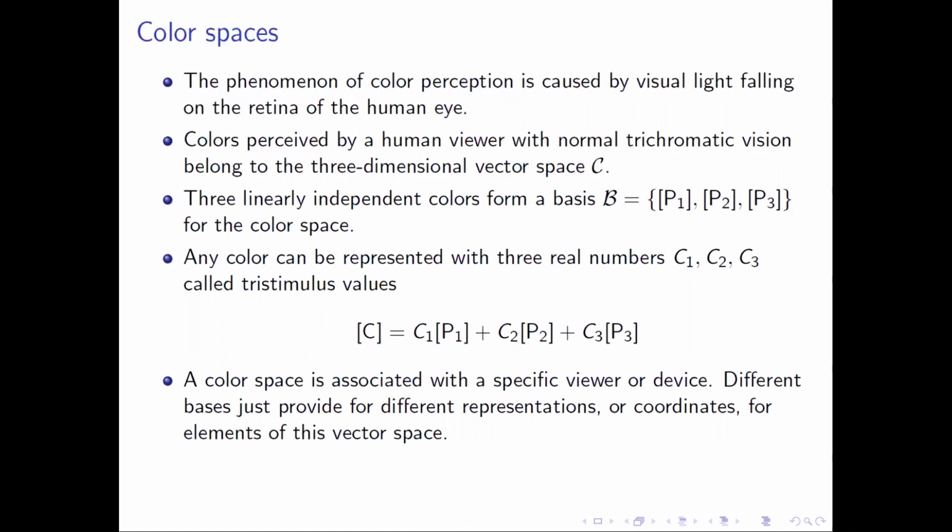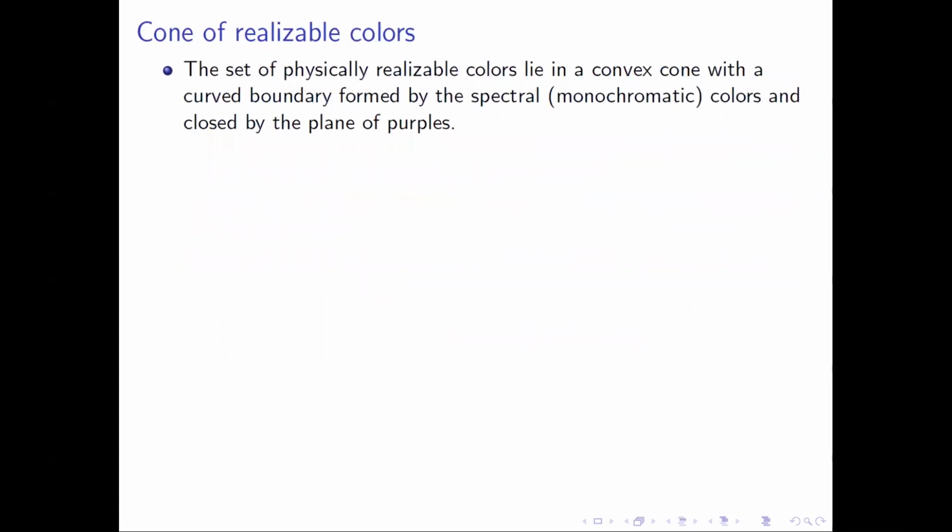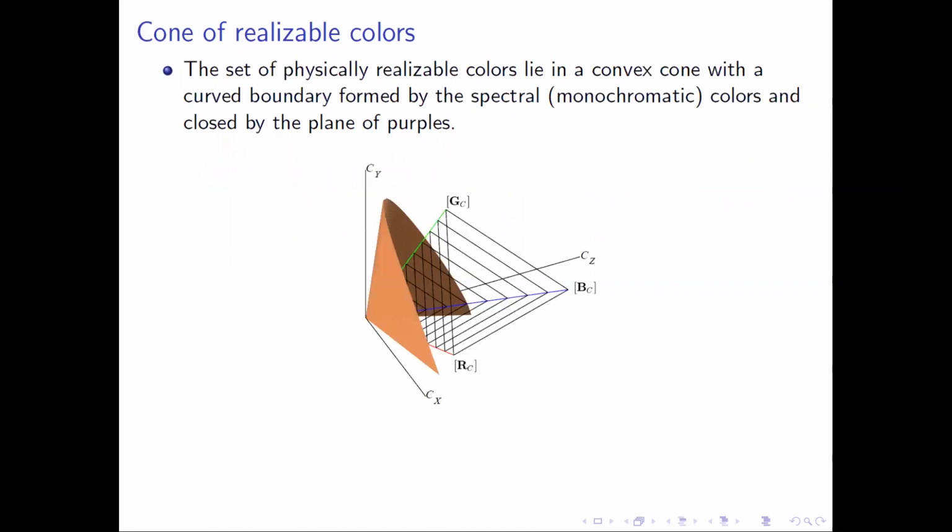A color space is associated with a specific viewer. The tristimulus values provide coordinates for elements of the vector space with respect to this basis. A standard observer has been adopted by the CIE to represent a typical human viewer with normal color vision. The set of physically realizable colors is a subset of the color vector space. It has the form of a cone, as illustrated in this figure.